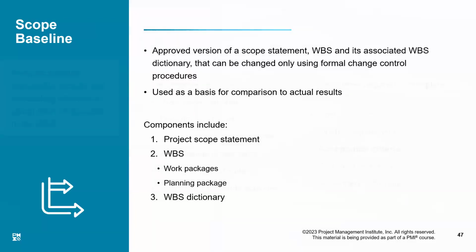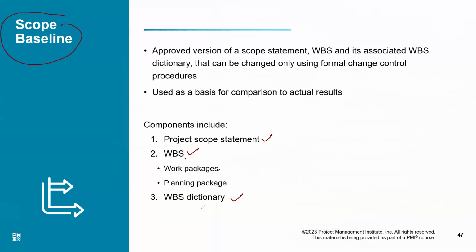And the output from create WBS is the scope baseline. Scope baseline includes 3 components: project scope statement, WBS, and WBS dictionary. The WBS includes work packages and planning packages. So we know the scope statement is the output from define scope. Last class we discussed it. WBS, work breakdown structure, we just discussed. What is the WBS dictionary, right?